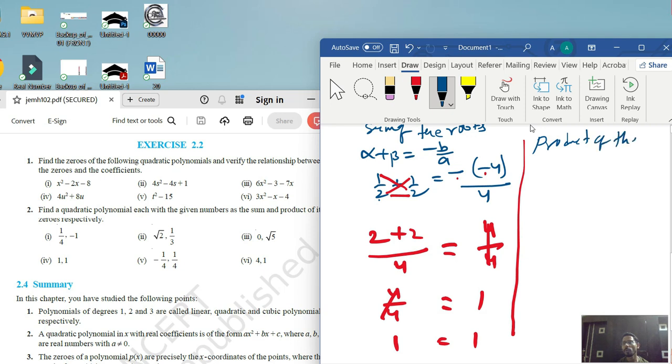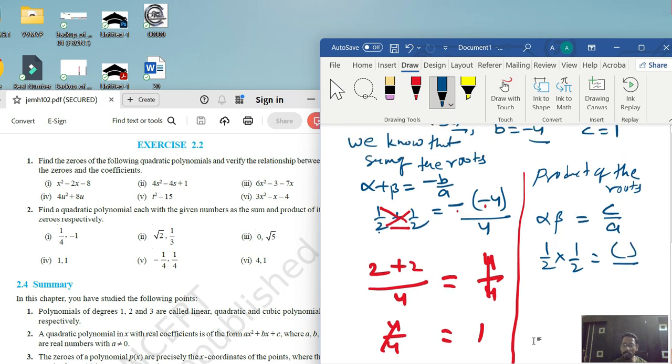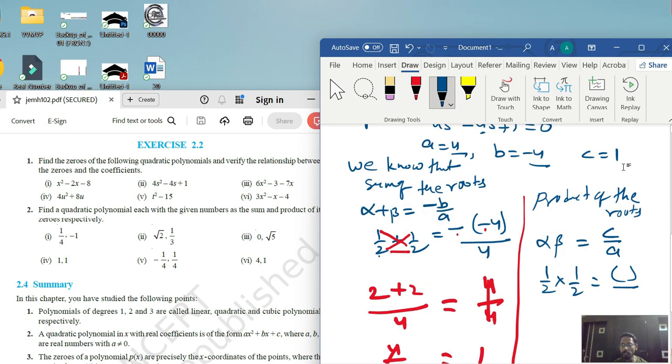Product of the roots, that is alpha into beta, is equal to c by a. So what is the value of alpha? 1 by 2. What is the value of beta? 1 by 2. What is the value of c? And what is the value of a? So you can see in the question, c is 1 and a is 4. So you can write here c is 1 and a is 4.